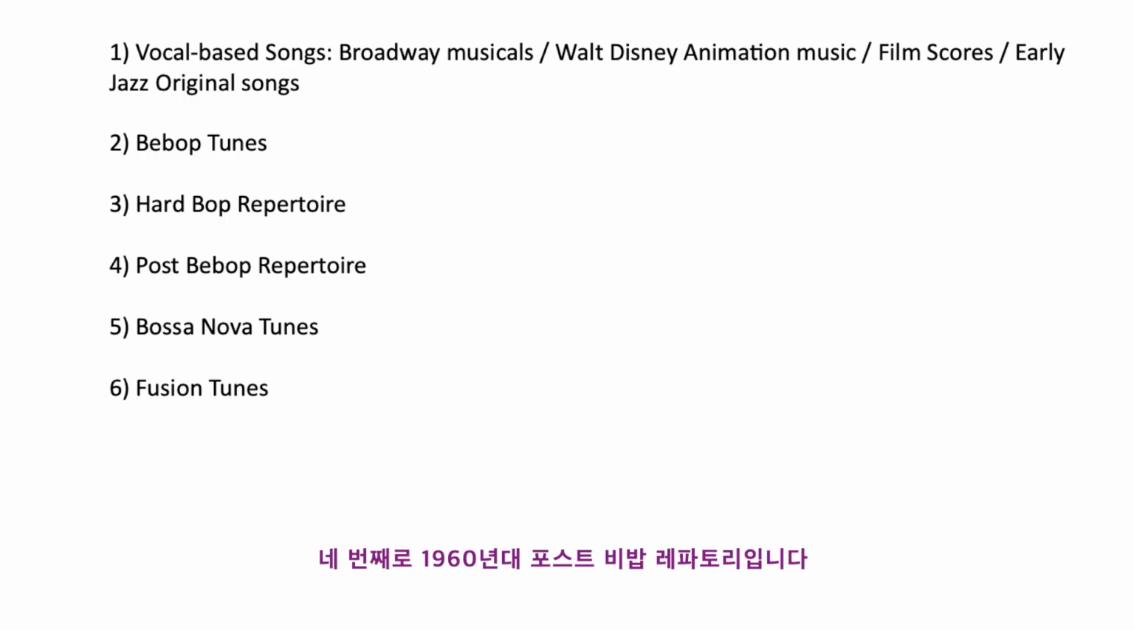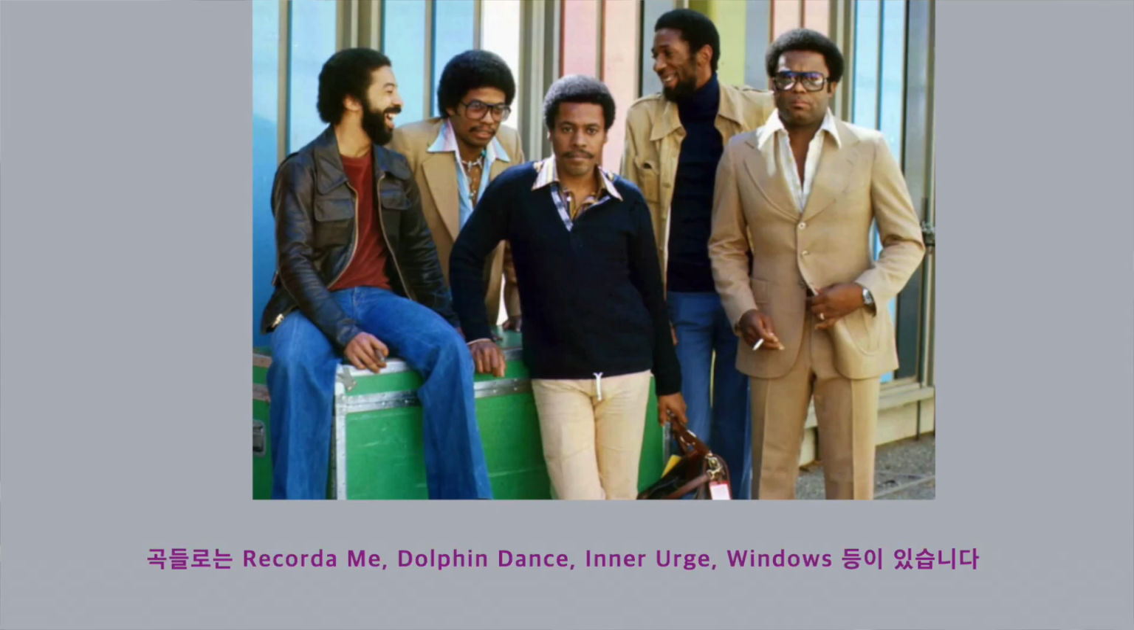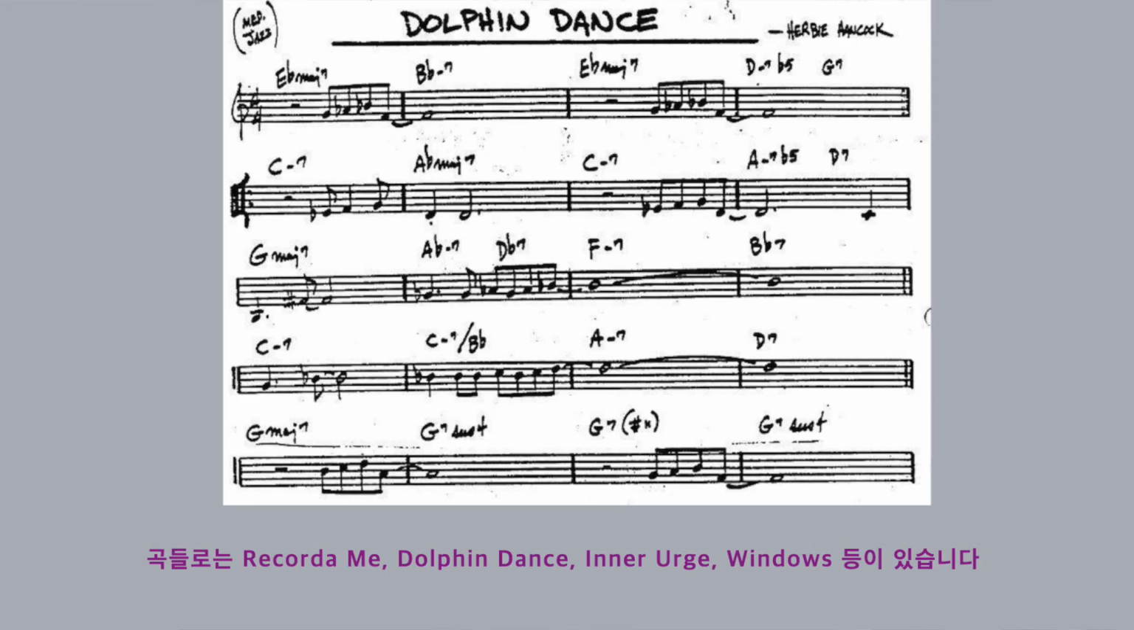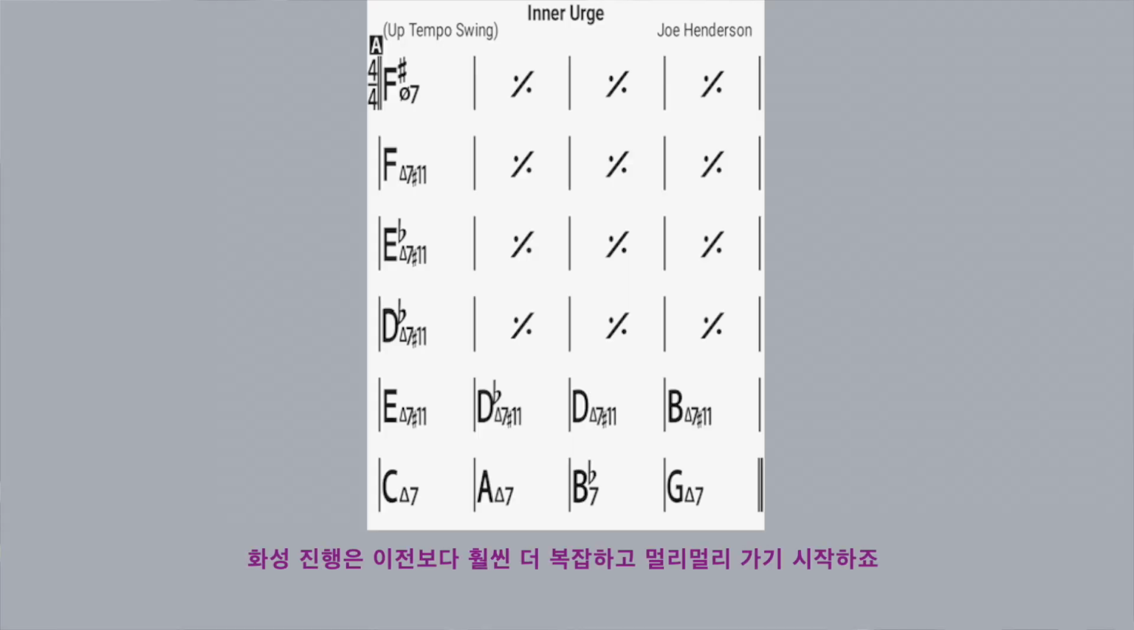Fourth, the post-bebop repertoire of the 1960s. This includes music from Joe Henderson, Wayne Shorter, Herbie Hancock, McCoy Tyner, Chick Corea, and others. Examples include Recorda Me, Dolphin Dance, Inner Urge, and Windows. The harmony becomes even more sophisticated and begins to push beyond earlier boundaries.